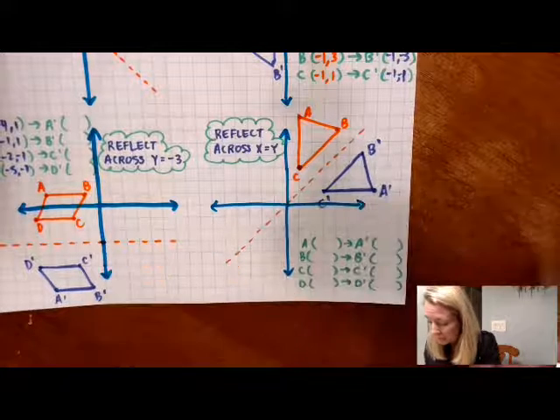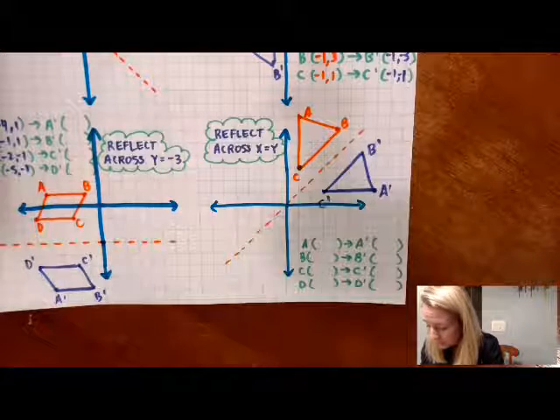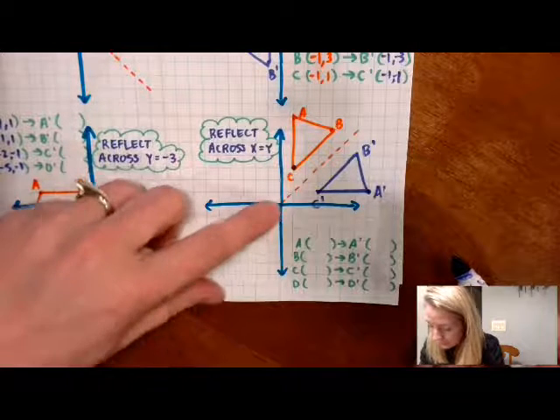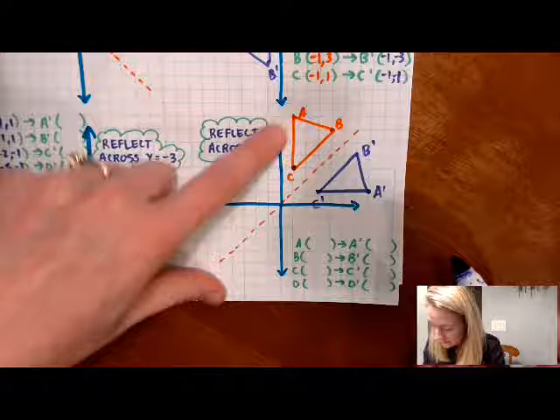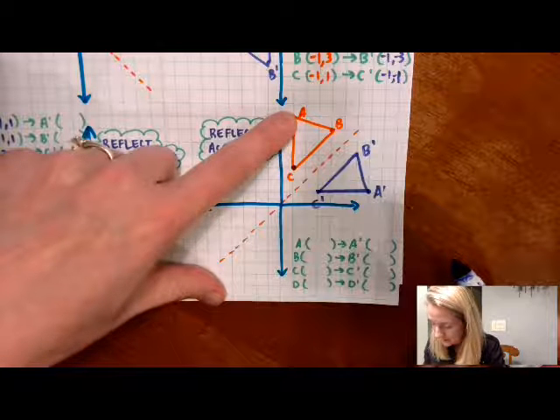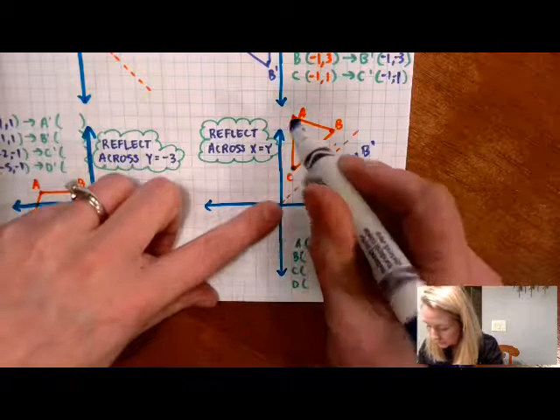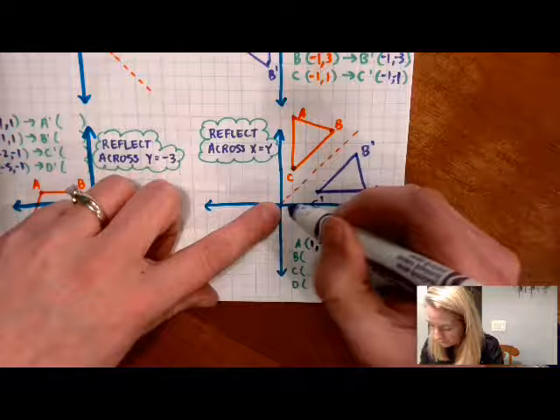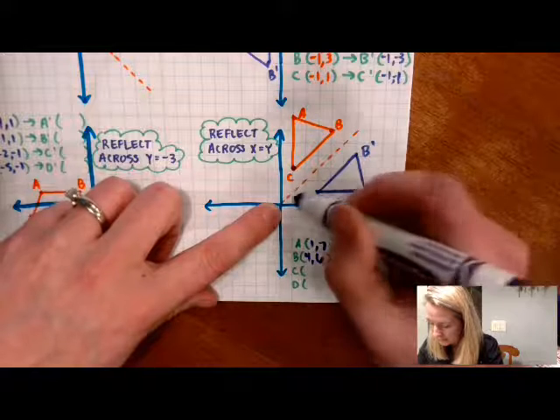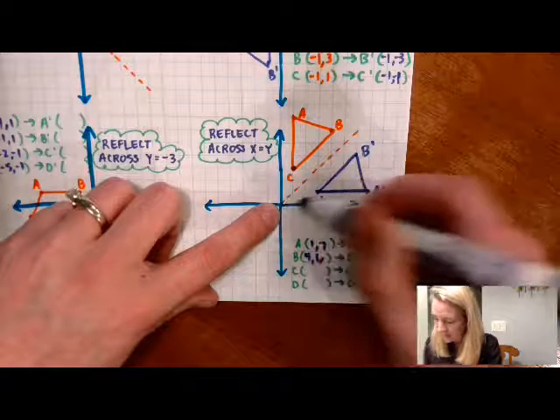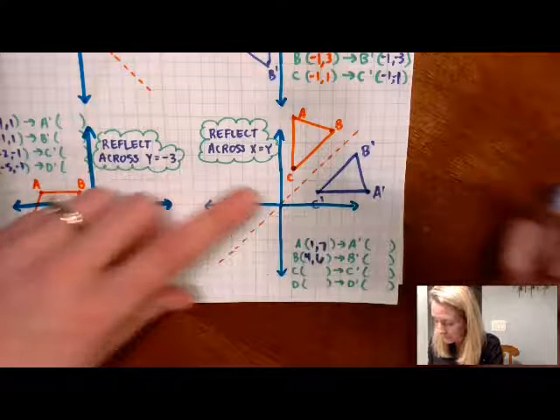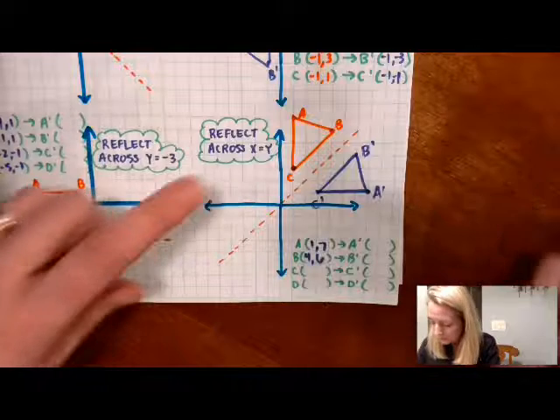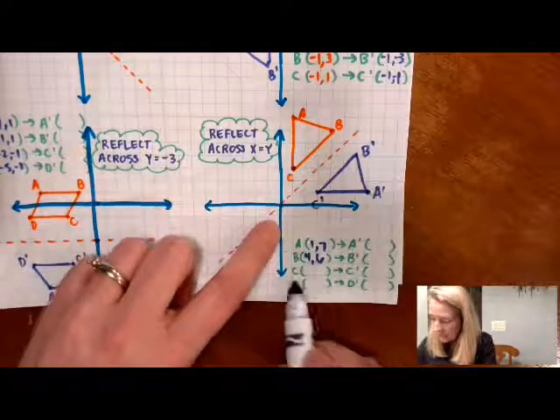So for my original A, it was over 1, up 1, 2, 3, 4, 5, 6, 7. So 1 and then 7. For my B, it was over 1, 2, 3, 4, up 1, 2, 3, 4, 5, 6. So 4, 6. And C, I didn't have a D on this one. I was going to do a quadrilateral. Over 1, up 3. And then over here, I'm going to do my primes.